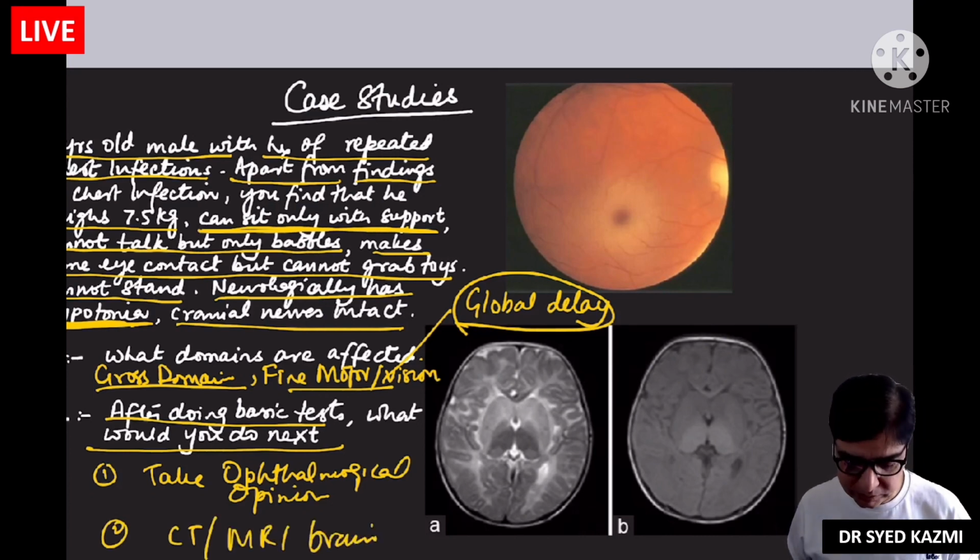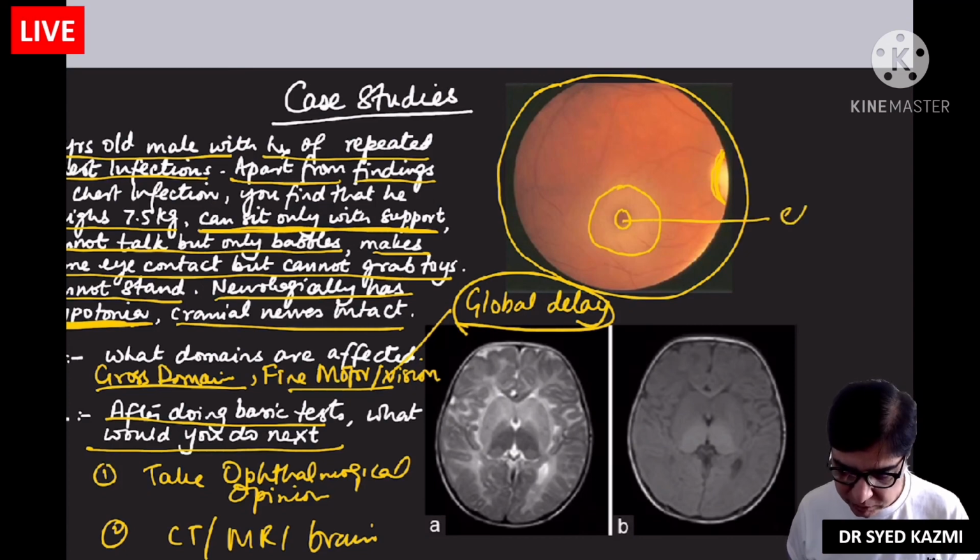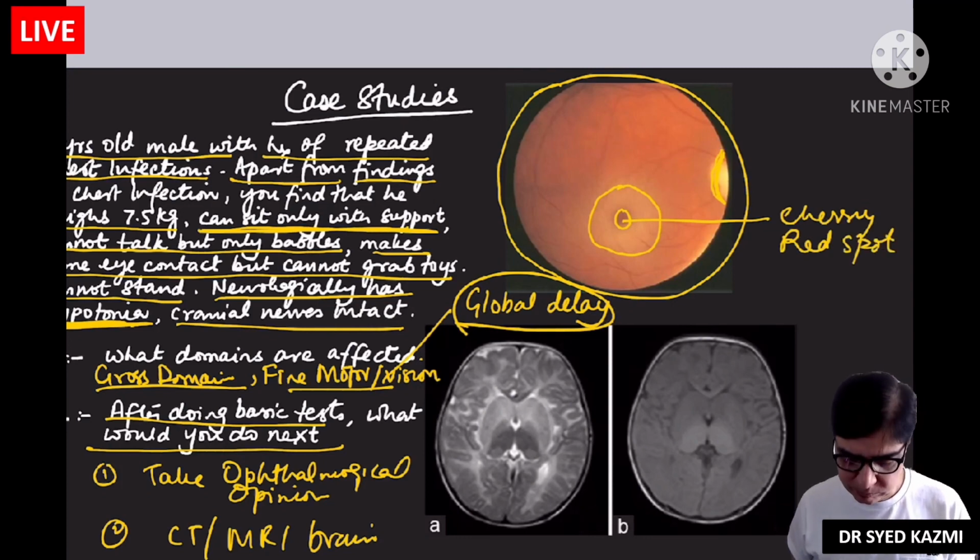And let's say you have done that, and this is a picture of his fundus. On the left side you can see his optic disc, and then you can see the blood vessels. I can't see any dilated blood vessels, but here you can see a red spot surrounded by some halo. So this is the macular region. So he's got a macular halo. In the center there is a dark spot which we call a cherry red spot. So he's got a cherry red spot on his macula surrounded by a macular halo.